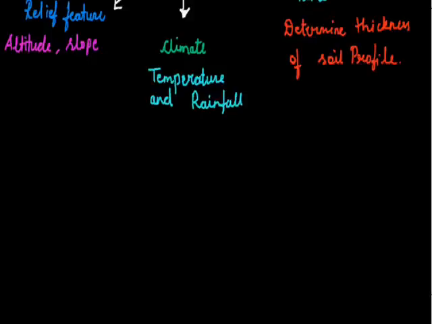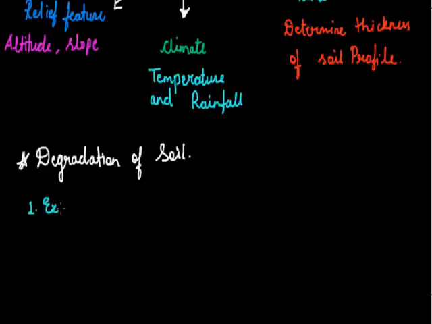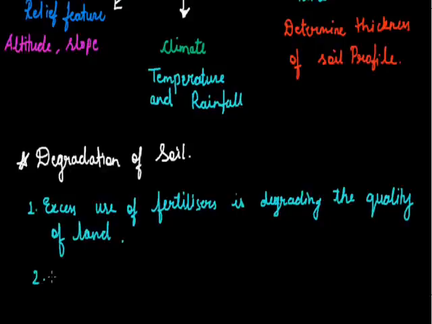Now, the degradation of soil is happening because of many activities. The first is, as we studied in land also, excess use of fertilizers and pesticides, which is not adding to the fertility of the land, or is degrading the quality of the land. Also, the erosional work of nature and human activities is degrading the condition of the soil.